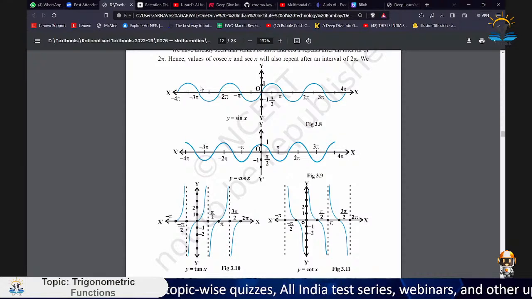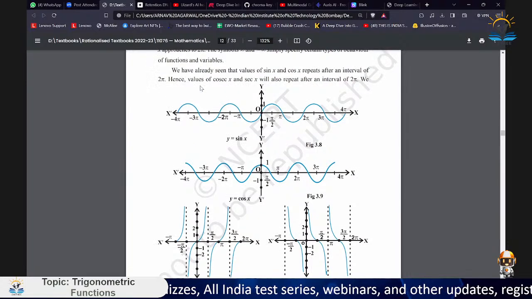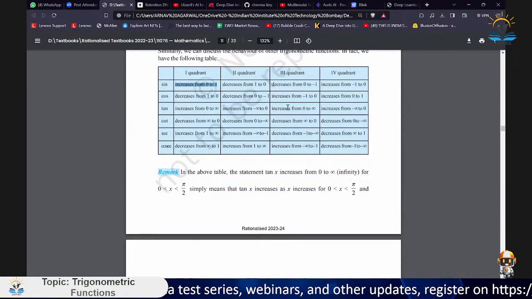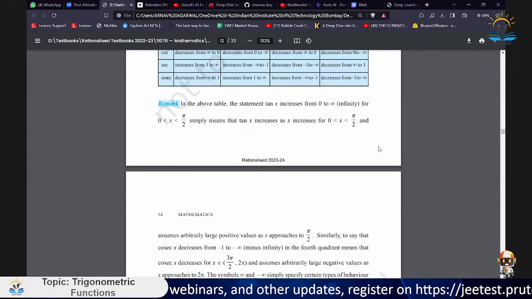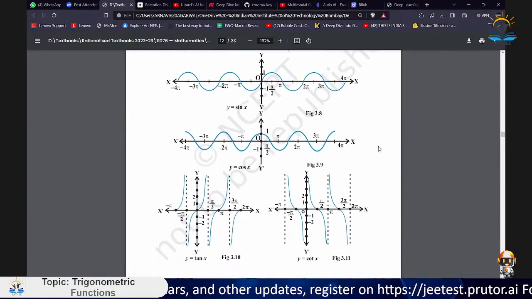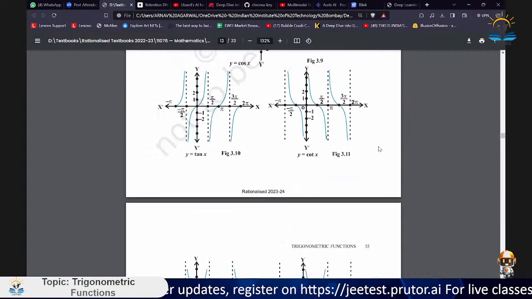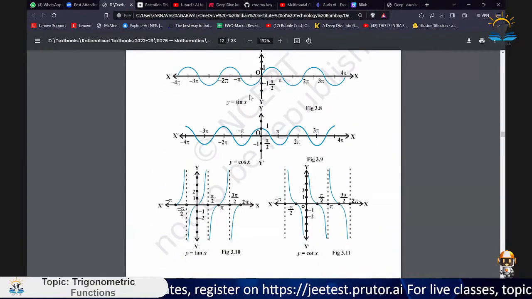So this can be analyzed using the graph. All these trigonometric functions can be represented on a graph. And I would say instead of remembering this table, you should be able to draw these graphs in JEE. These graphs are really very important.